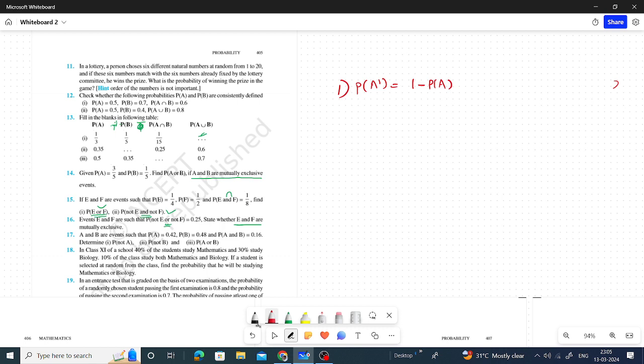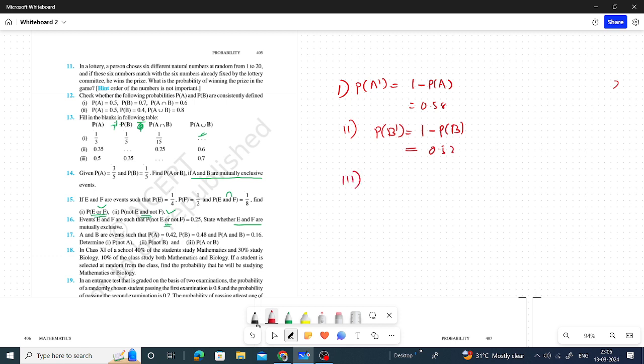Okay, answer is 0.58. Second one is probability of not B, in a similar way. Not B means probability of B complement, 1 minus probability of B. You subtract probability of B. So 1 minus 0.48 means 0.52 will be the answer.